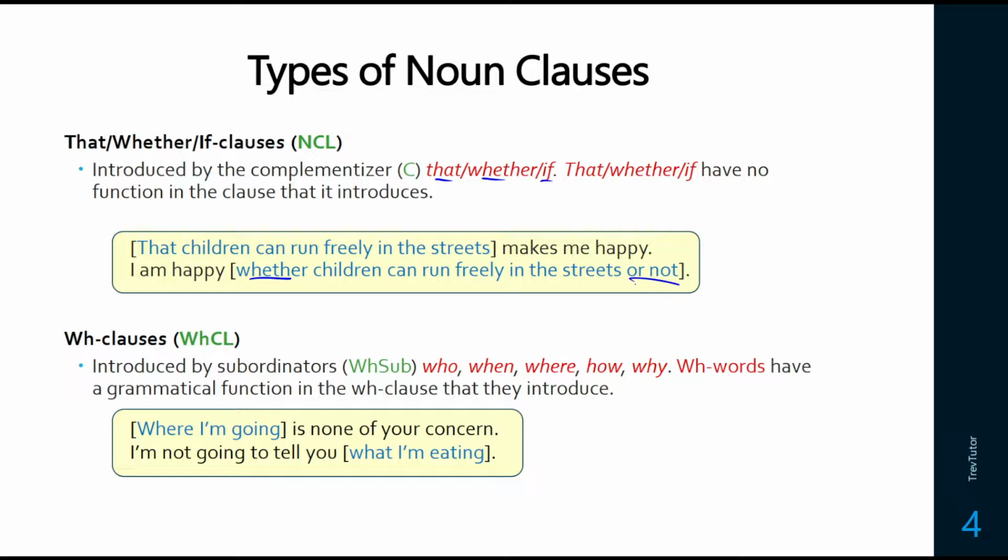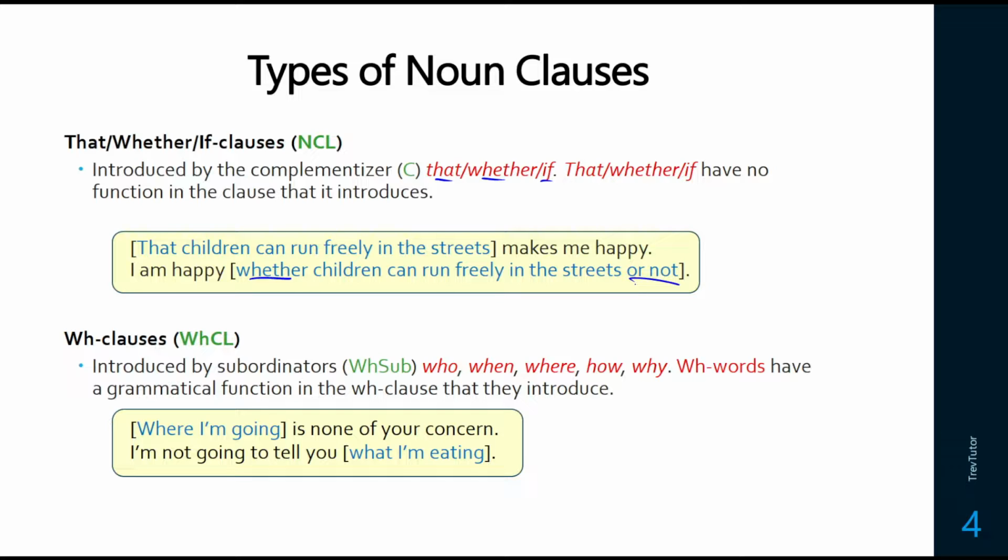With WH clauses, so we call these WHCLs, these are introduced by WH subordinators, which we call WH subs. These are pronouns, and these are who, when, where, how, why. So also the word what could be there too, or who. So they have a function. They take on some sort of direct object or subject or some position. There's movement happening within these clauses.